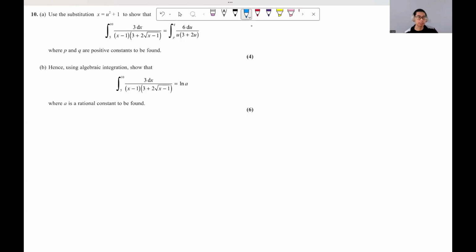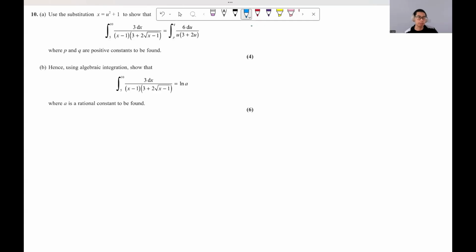Let's have a look at question 10. So this is clearly an integration by substitution question. So part A, use the substitution x equal to u squared plus 1 to show that this integral can be written in that form. So basically change the x in terms of u.